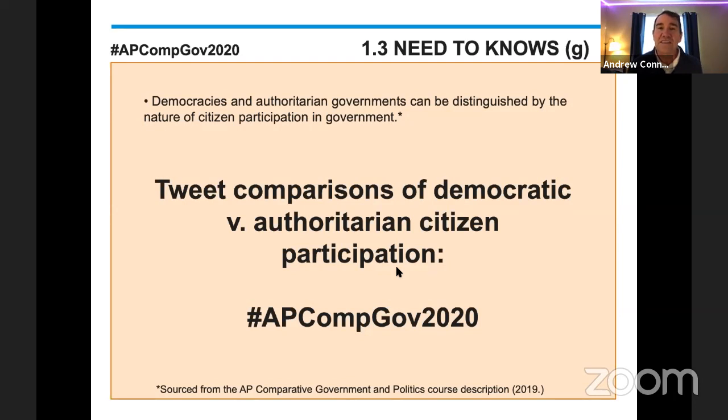If you have examples of democratic or authoritarian citizen participation, please tweet those. So we know that there are protests in all these governments. We know that even China, which is the most authoritarian government that we study in AP Comparative, there are hundreds, if not thousands, of protests that take place across China. But how the government treats those protests can help distinguish China as being more authoritarian than, let's say, the government of the United Kingdom and how they treat protesters. So if you know specific examples, even if you tweet out news stories, that can be super helpful today.